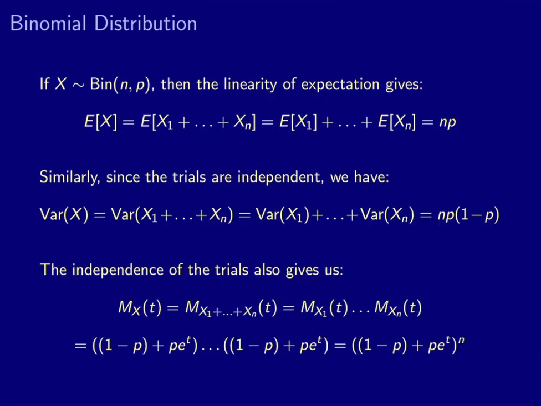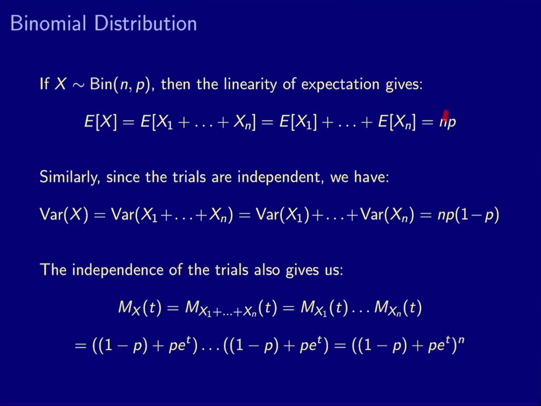Remember that our binomial is just a sum of Bernoulli trials, and expectation, variance, and MGF all play super nice with sums of independent stuff. So if x is a binomial with parameters n and p, then our expectation of x is just n times p by the linearity of expectation. If you haven't seen this before, this is pretty important, but it just falls right out. And the same thing happens in variance, just because we also know the trials are independent. So our variance is n times p times 1 minus p.